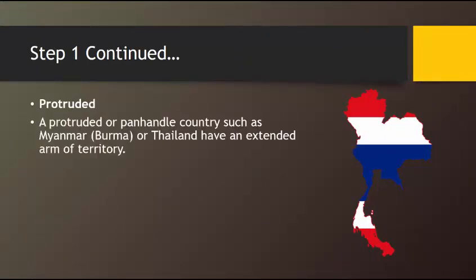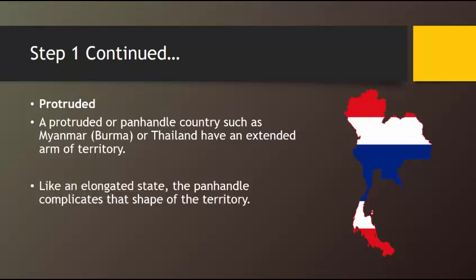Protruded. A protruded or panhandle country, such as Myanmar, formerly known as Burma, or Thailand, have an extended arm of their territory. Like an elongated state, the panhandle complicates the shape of the territory.